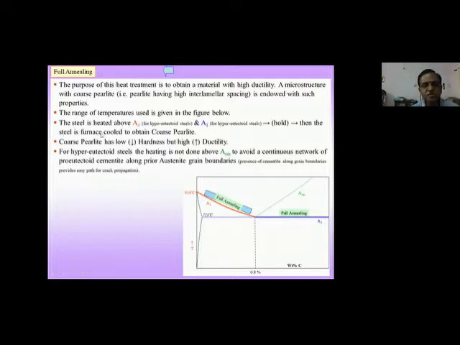Then the steel is furnace cooled to obtain the coarse pearlite. Coarse pearlite has low hardness, but the ductility is high. Because the hardness is low, naturally the ductility is very good. For hypereutectoid steel, the heating is not done above Acm, to avoid the continuous network of proeutectoid cementite along the grain boundaries. So normally it is avoided to heat above the Acm temperature for full annealing.